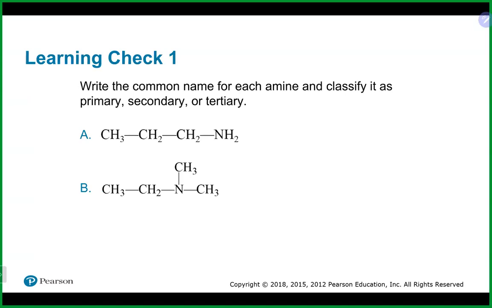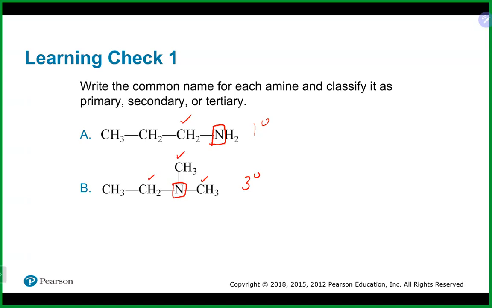All right, write the common name for each of these and decide, is it a primary, secondary, or tertiary? Okay, so let's take a look at the classifications first. Much like what we do with carbons, here we are going to focus on the nitrogen to help us classify it, and it is how many carbons are directly attached to it. In this case, looks like just 1. And that would give us a primary amine. Here, looking at this nitrogen, directly attached is 1, 2, and 3, which would give us a tertiary amine in this case. Any questions on that there?